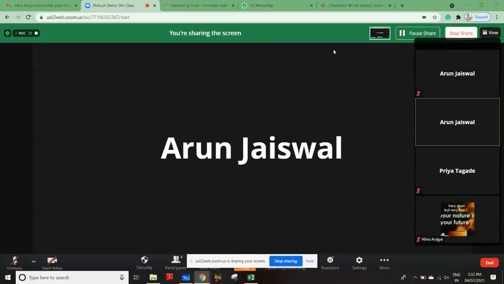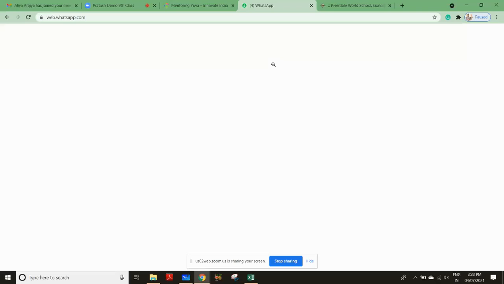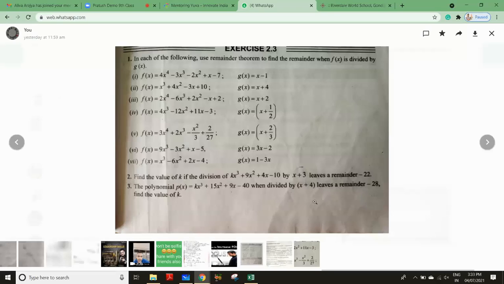So I'll share the screen. So I have shared the entire screen. So let me go to, yeah, the paper. One minute, it is loading. Yeah, it has opened.